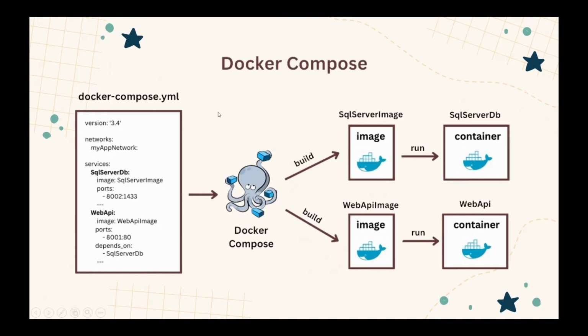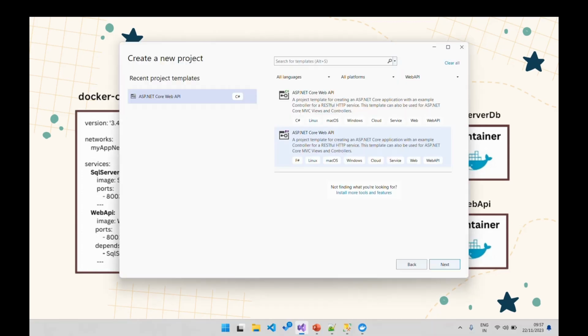As you can understand from the image, in the Docker Compose file we will mention our SQL Server settings and the ports on which we want to host, and also the web API settings and the ports, and also the dependency on which our web API will connect to that SQL Server.